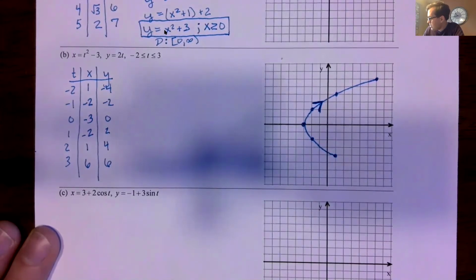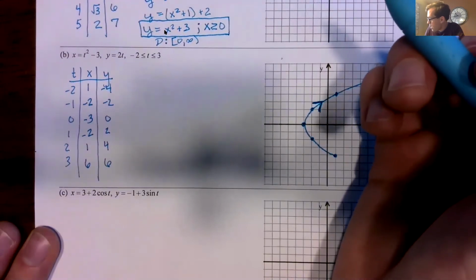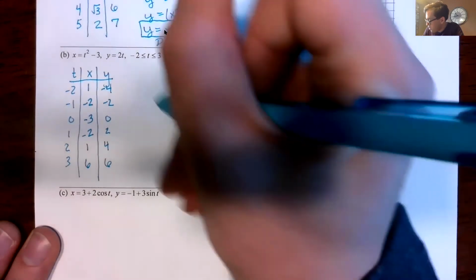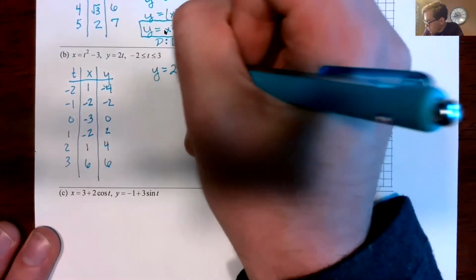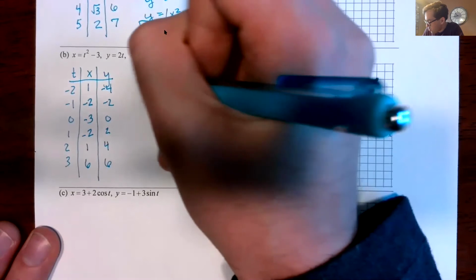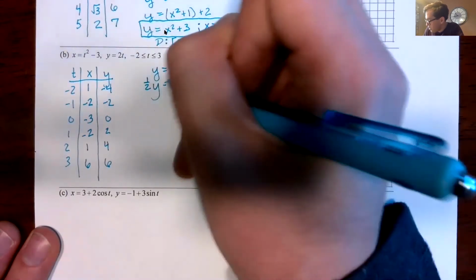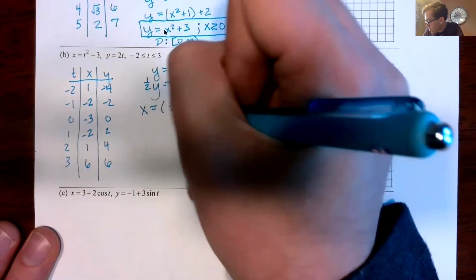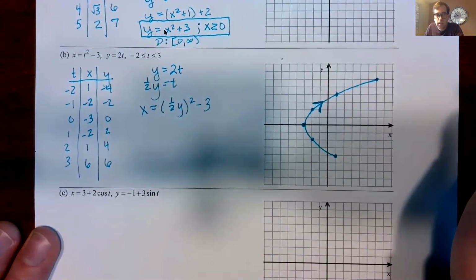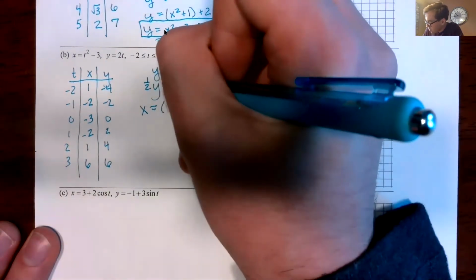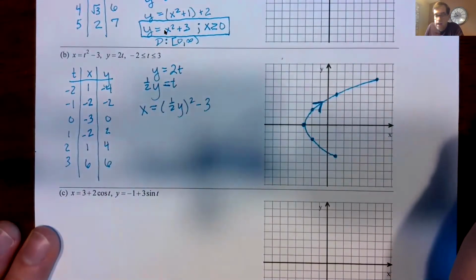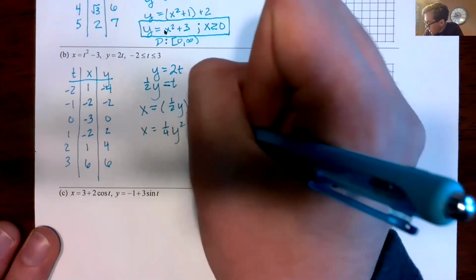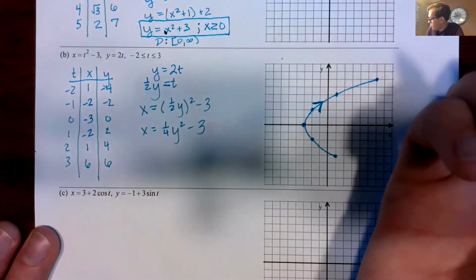So we're going to eliminate the t. I'm going to start with y this time because the x one looks a little bit more complicated. So t equals 1/2 y. So we plug that in for t in the x. So we have x equals (1/2 y) squared minus 3. And if we square that, we get x equals 1/4 y squared minus 3.